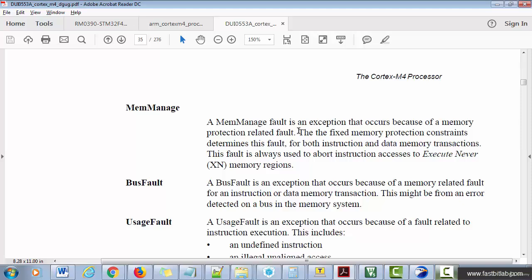For example, consider a real-time operating system or embedded OS in which the kernel code can restrict user applications or user tasks from touching some memories. Okay, so if your task tries to read or write into that memory location, the memory management exception will be triggered, and the RTOS can forcefully end that task or it can take any other action. So in those cases, the memory manage exception can be used.